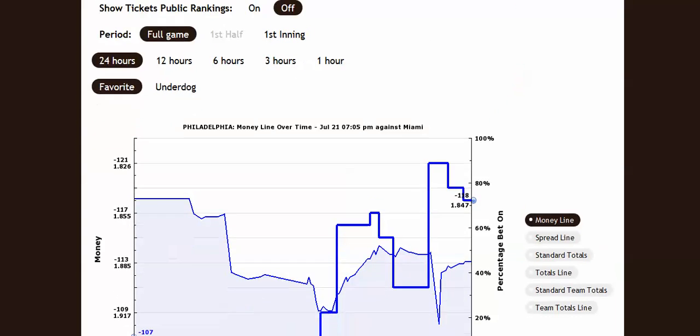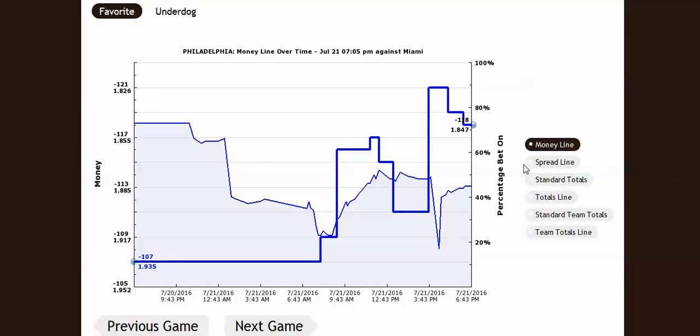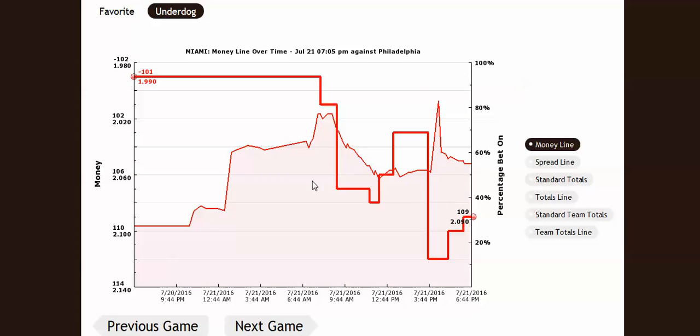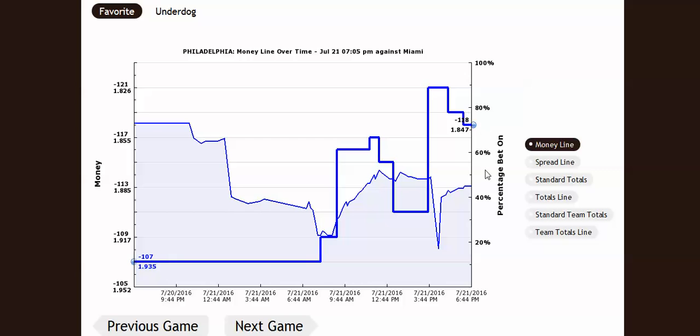So what you'll be looking at here is this graph. You'll see the home team is always in blue, and the road team will always be red. In this case, Miami is the road team and the underdog. They could be the road team and be the favorite as well, but they'd still be red. Okay, so this graph, what you're looking at is there's percentage bet on this side, and then there's the money line odds for the game.